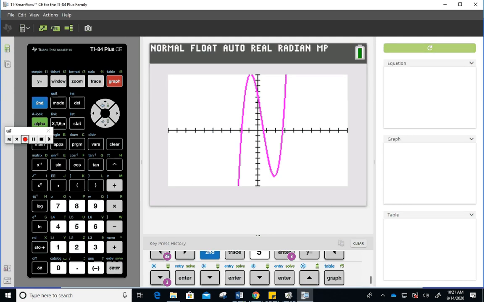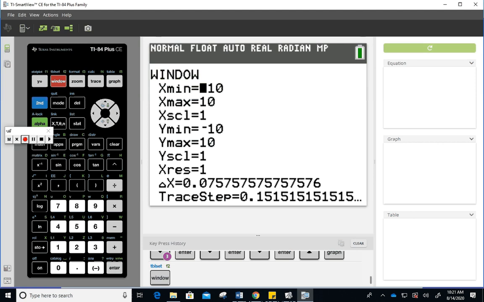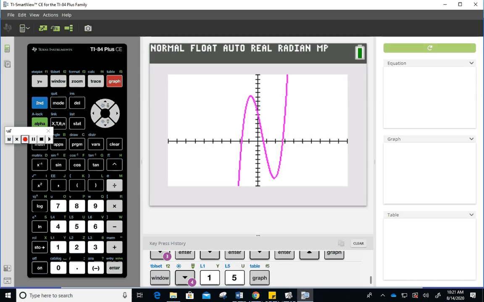So I think that I don't see the max of the graph very well. So I'm going to change my window. And I think if I just change my Y max to maybe 15, it should be okay. And that's not enough tick marks added, so I really need to change my Y scale.